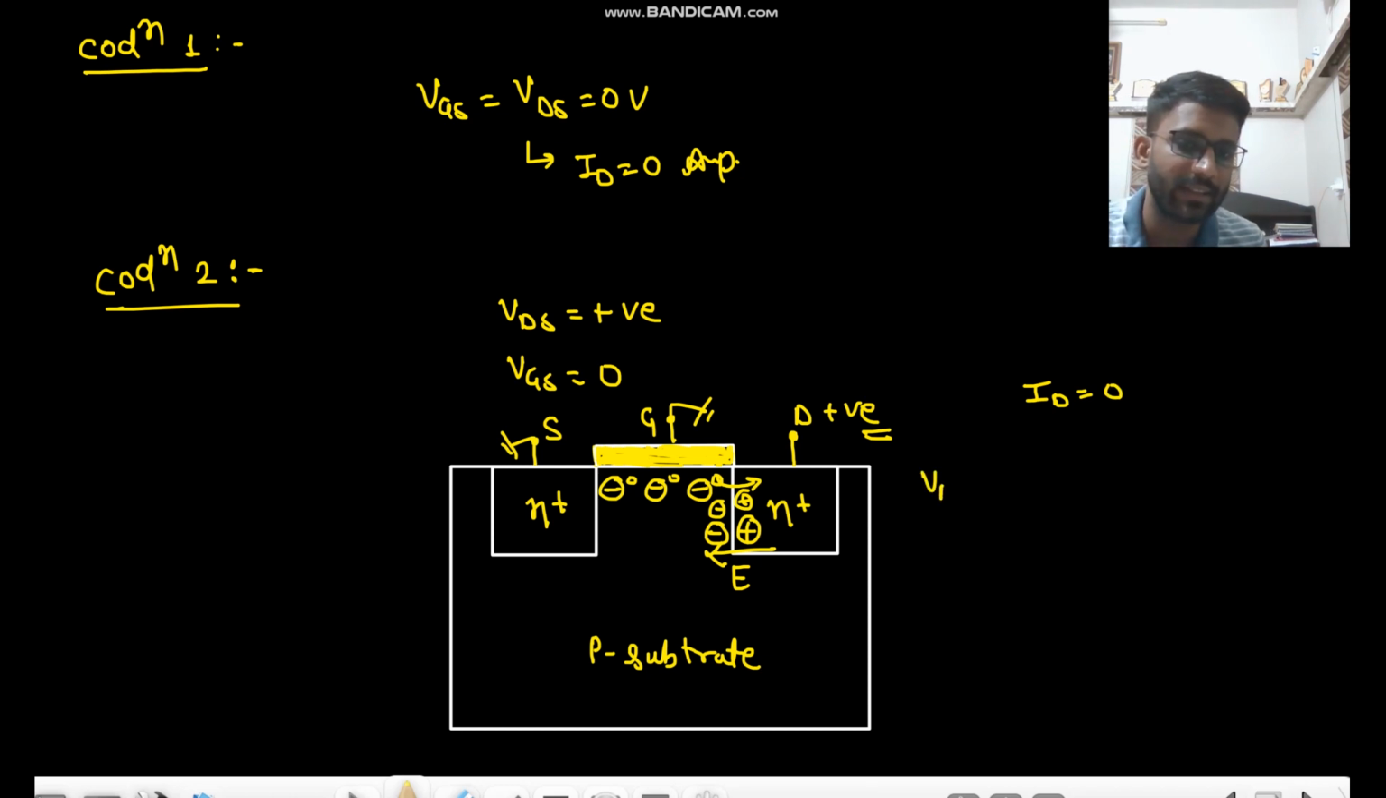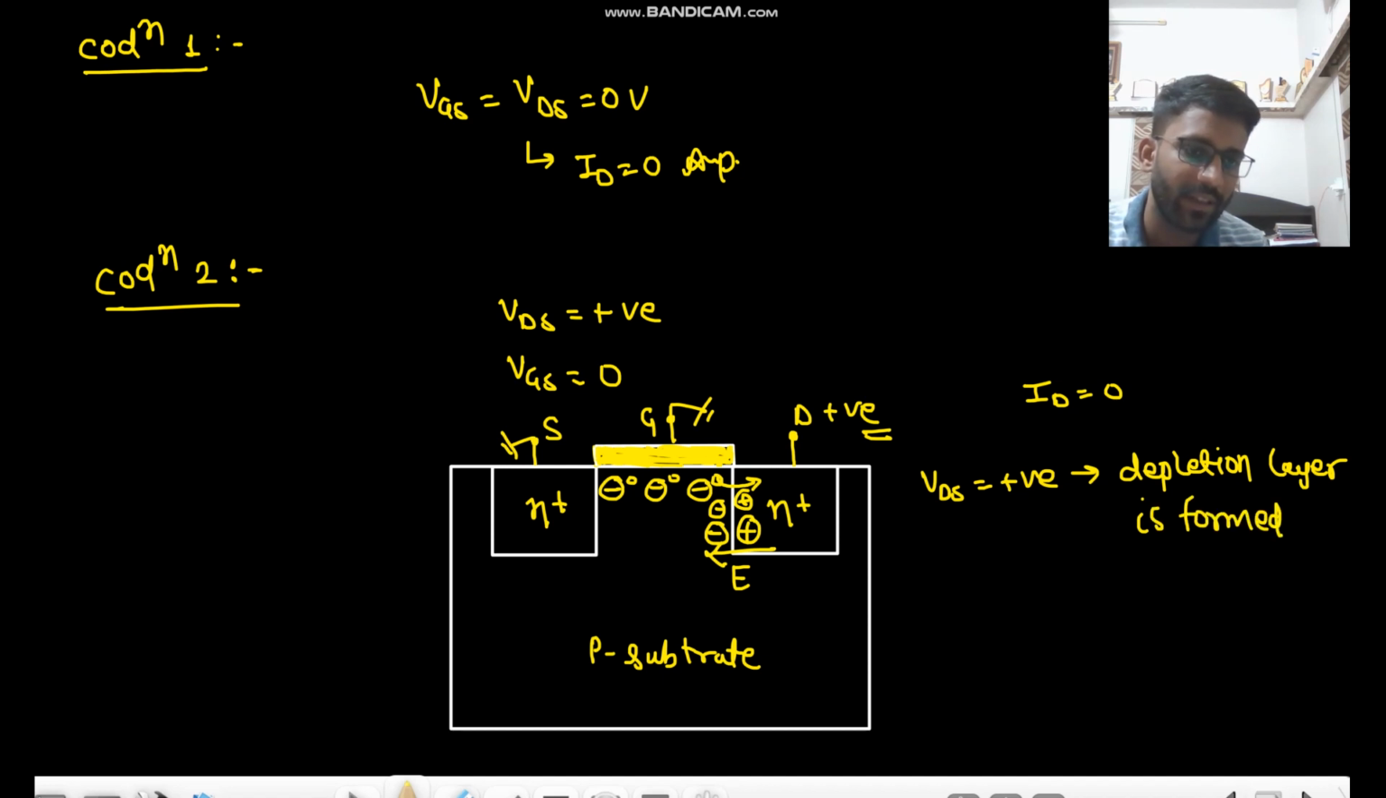So VDS equals positive, depletion layer is formed. Depletion layer is formed near the drain. Electric field is there.